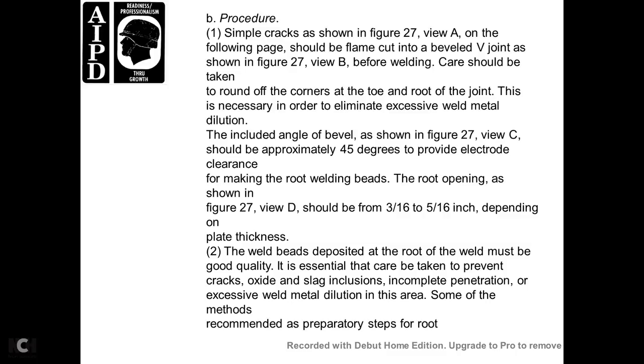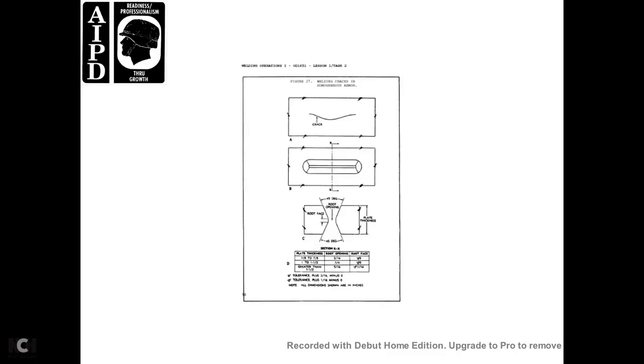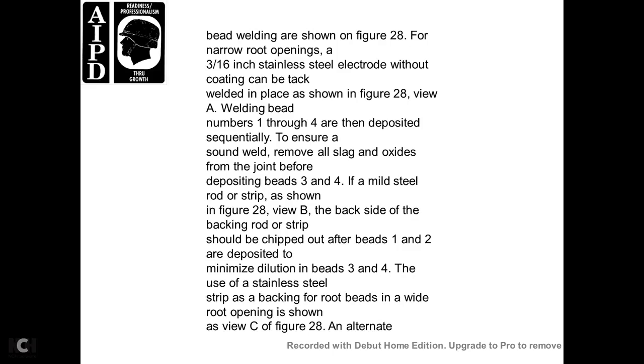Some of the methods recommended are the preparatory steps of the root. Figure 27 shows a welding crack in homogeneous armor. Bead welding, shown in figure 28, for a narrow opening uses a 3/16 stainless steel electrode without coating, with a tack placed as shown in figure 28.